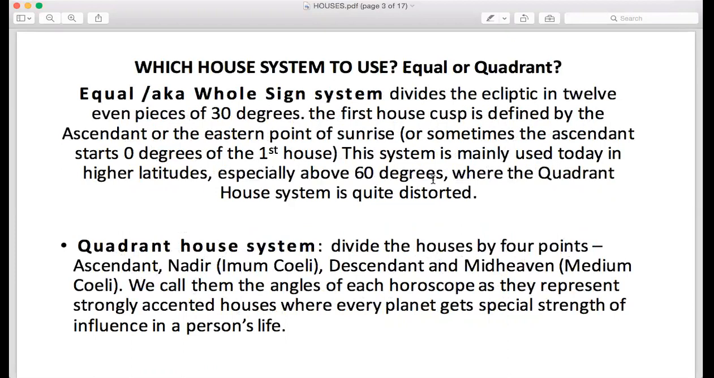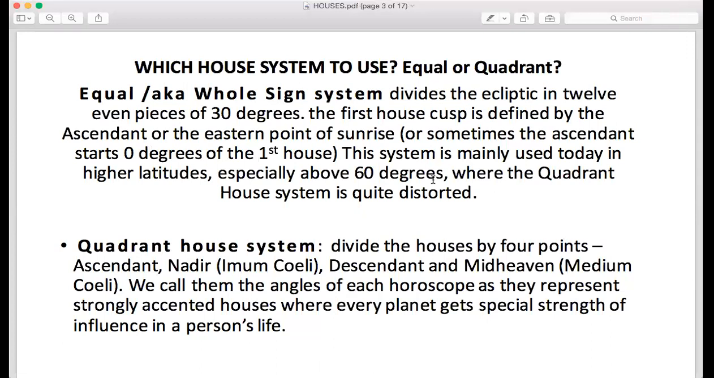So there's two systems: equal and quadrant. We're going to use equal, the whole sign, so that's what we're going to focus on. We divide the ecliptic, 360 degrees, into 12 pieces of 30 degrees, and we assign them to both zodiac sign and house. So the 30 degrees of a specific sign will be entirely represented by that arena, that topoi, that place.